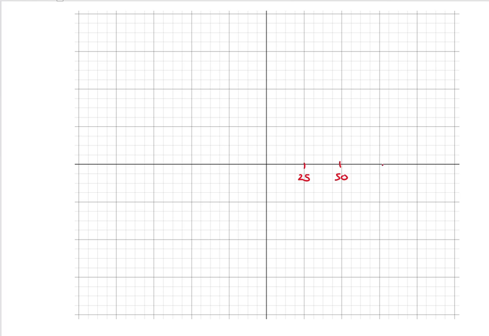25, 50, 75, 100, 125, and then up here I've got 25, 50, 75, 100, and it goes a bit higher. So some people lost marks because they did not label. And another thing is some people didn't put their points accurately on here. So be mindful of that.